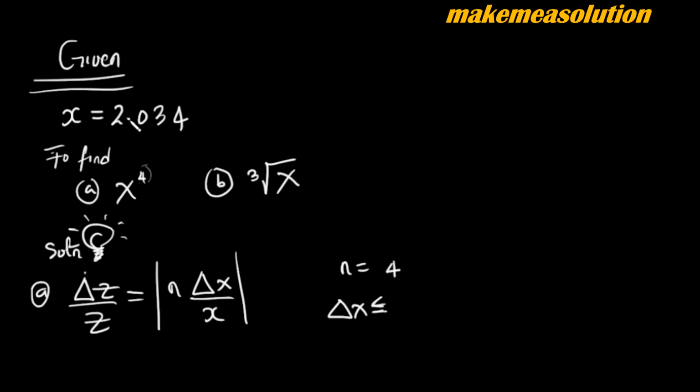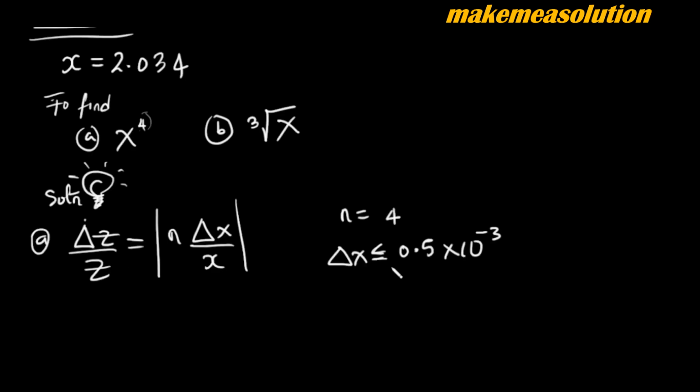Now x has 3 decimal places, so it means that this expression, capital letter X, must have been rounded off to 3 decimal places or 4 significant figures. But I'll use 3 decimal places so that I'll have 0.5 times 10 to the power of minus 3 as my absolute error for x.